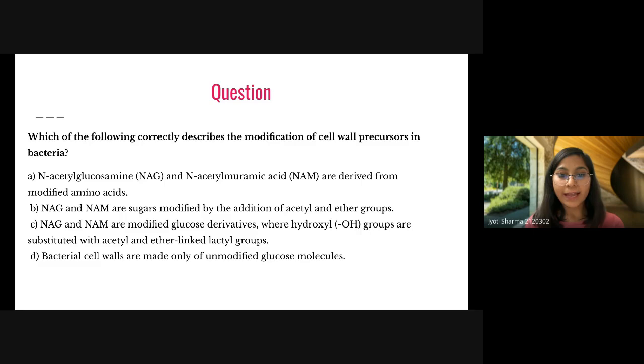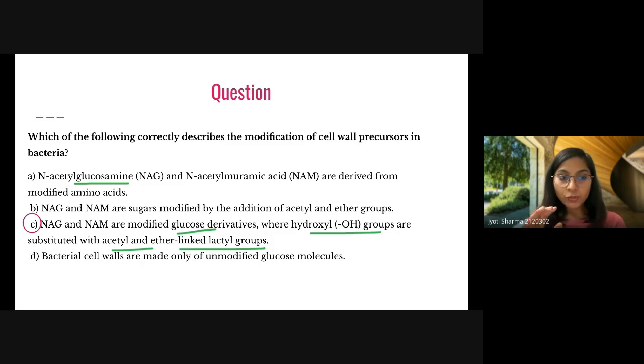From the names NAG and NAM, N-acetyl glucosamine and N-acetyl muramic acid, you can predict something about the original compound from where NAG and NAM were derived. If you see here, glucosamine. What do you mean by this? Initially, it was glucose, and glucose was modified. And how was it modified? We had the hydroxyl groups that were replaced with acetyl and ether linked lactyl groups.